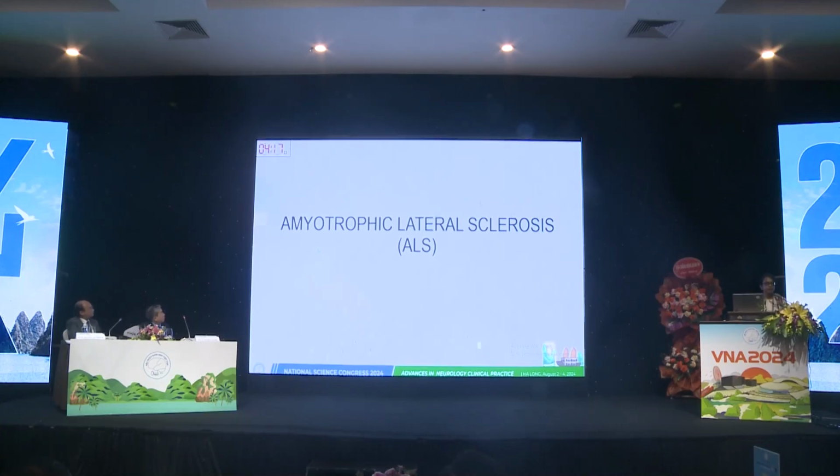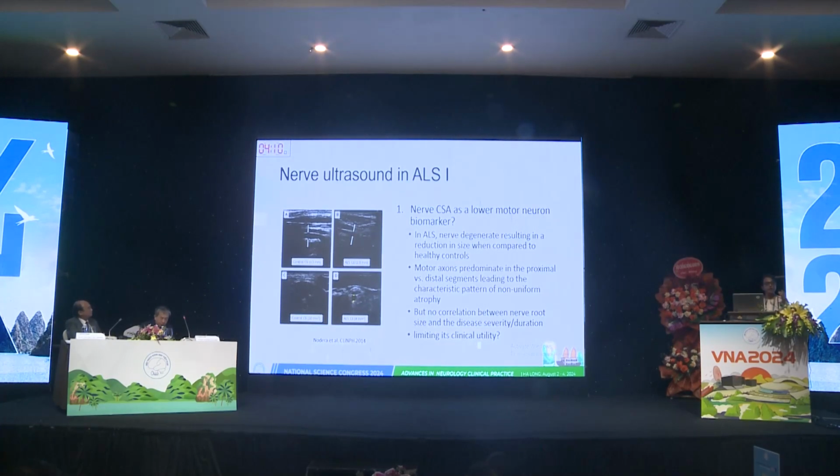So probably one of the most important uses, especially in our practice, is using it in ALS. You can look at nerve ultrasound. This is probably not as useful as muscle ultrasound, which I'll go through. But one of the things that we do see in ALS, because it's a degenerative process, is that rather than have it bigger here compared to here, it's the other way around. Because you have more motor fibers proximally, it starts to become thinner more proximally compared to more distally.